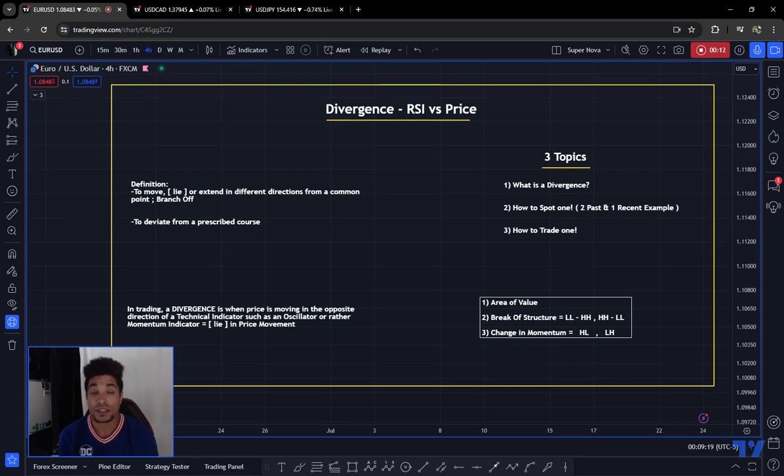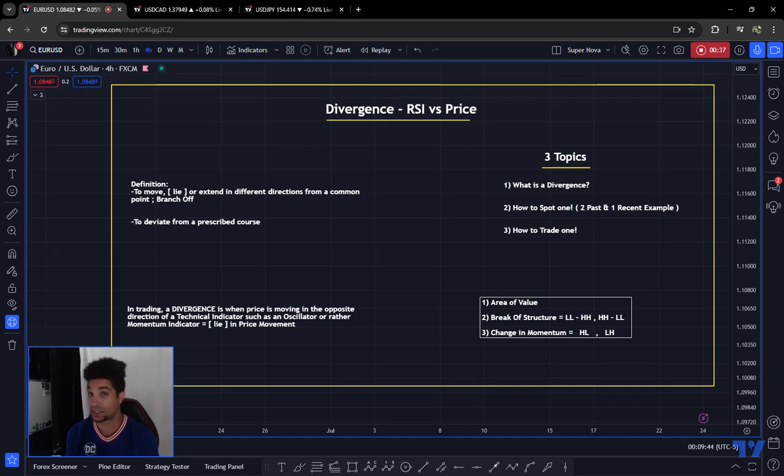Now, the divergence is a pretty common reversal strategy in trading because it's heavily dependent upon the relationship and reaction between price and an indicator. Even though it may be simple to spot a divergence, it's not all that easy to trade. So today I want to go over what a divergence is, how to spot one, and how to trade one.